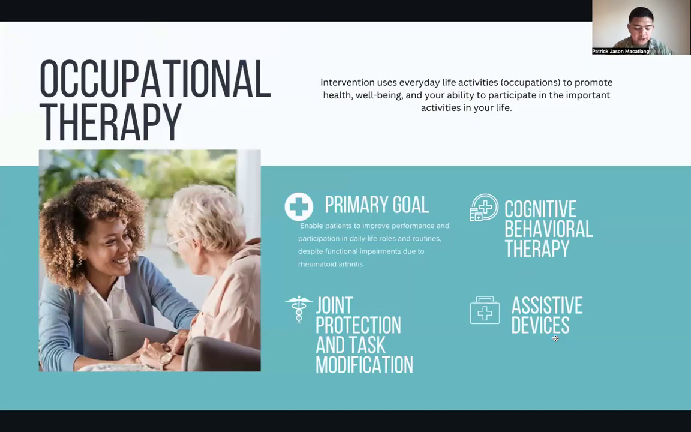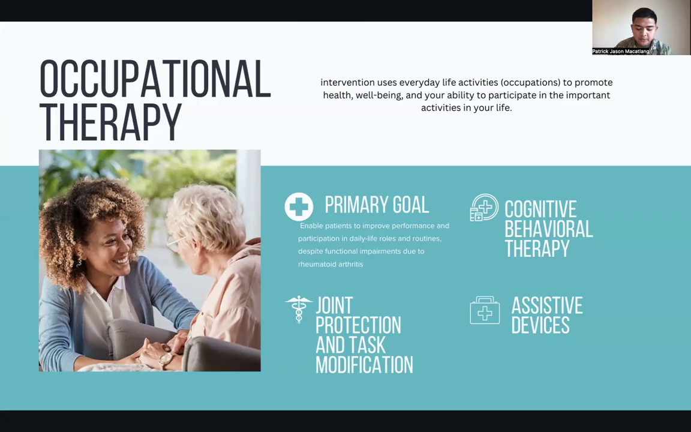So how can occupational therapy help with RA? As occupational therapists, we use interventions that use everyday life activities to promote health, well-being, and ability to participate in the essential activities in our lives. Our primary goal is to enable patients to improve performance and participation in daily life roles and routines despite functional impairments due to rheumatoid arthritis.